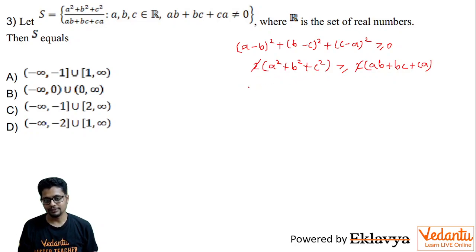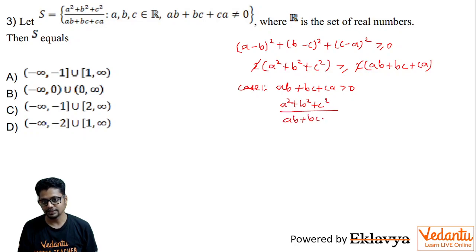So let's consider the cases. Of course, ab plus bc plus ca cannot be equal to 0, so only 2 cases we will be considering. Case 1 where ab plus bc plus ca is greater than 0. Another case where ab plus bc plus ca is less than 0. Here, as you cross multiply, since ab plus bc plus ca is greater than 0, the inequality sign remains the same, and you have a square plus b square plus c square divided by ab plus bc plus ca is always greater than or equal to 1.